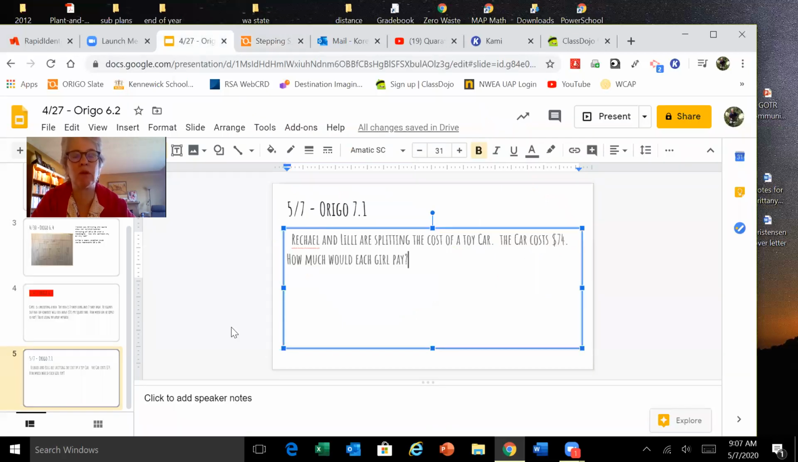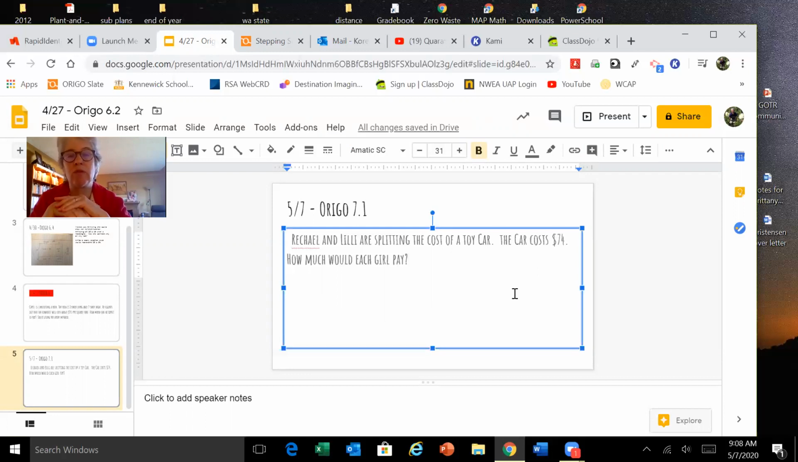So first of all, it's the 7th of May, and it's Origo 7.1. And I say, Rachel and Lily are splitting the cost of a toy car. The car costs $74. How much would each girl pay? Now, they've got to pay the same amount because it wouldn't be fair for Rachel to pay more or for Lily to pay more. Rachel can't go, oh, I'll pay more. Lily can't say, oh, I'll pay more. Nope, it's going to be even Steven.